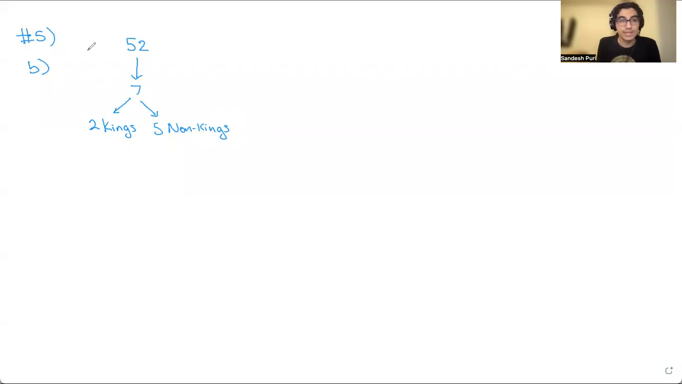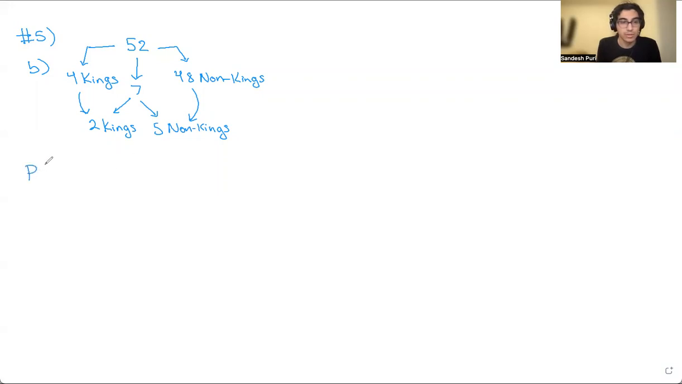Okay, well, where are the kings coming from? Well, the kings are coming from the 4 kings in the 52 card deck. And the non-kings are coming from the remaining 48 non-kings in the deck. So now we know where each of the cards are coming from.